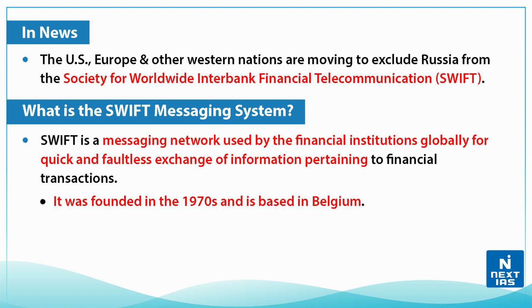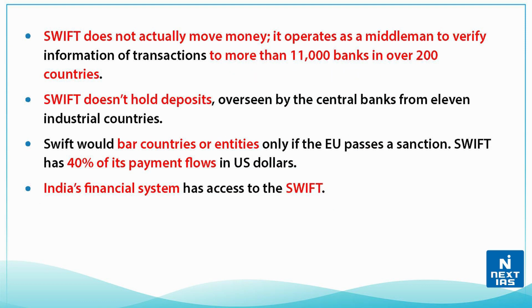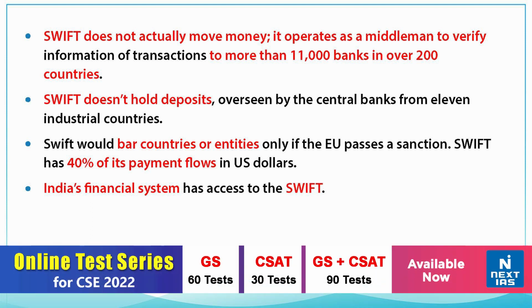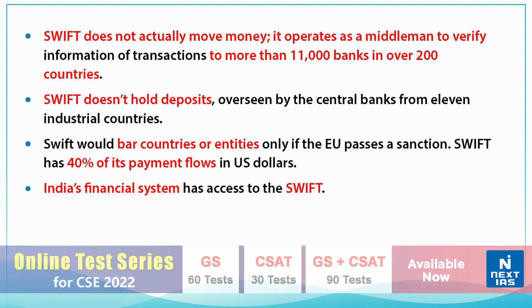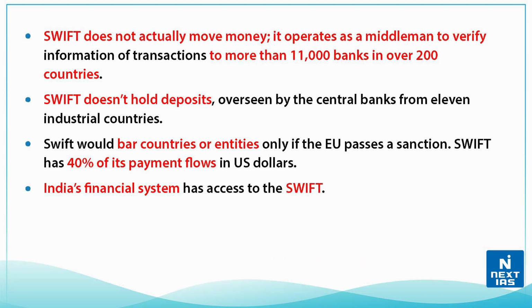Now, this is a messaging network used by financial institutions globally for quick and faultless exchange of information pertaining to financial transactions. It was founded in the 1970s and is based in Belgium. What does it do? SWIFT does not actually move money. It operates as a middleman to verify information of transactions to more than 11,000 banks in over 200 countries. It doesn't hold deposits, and it is overseen by central banks from 11 industrial countries.